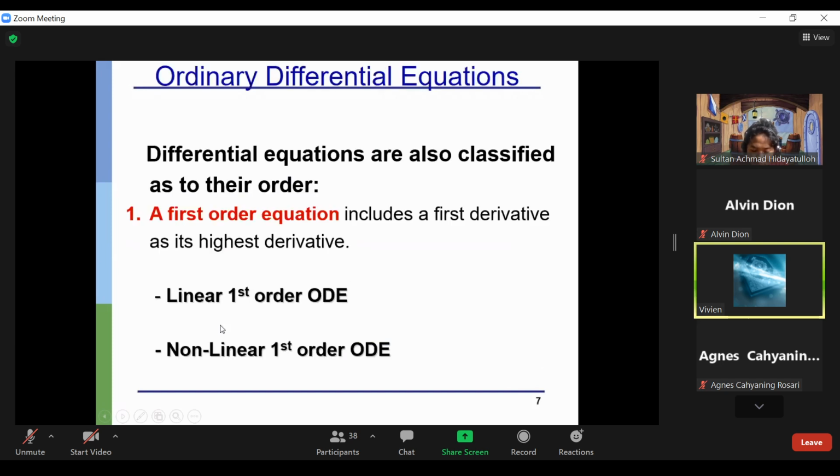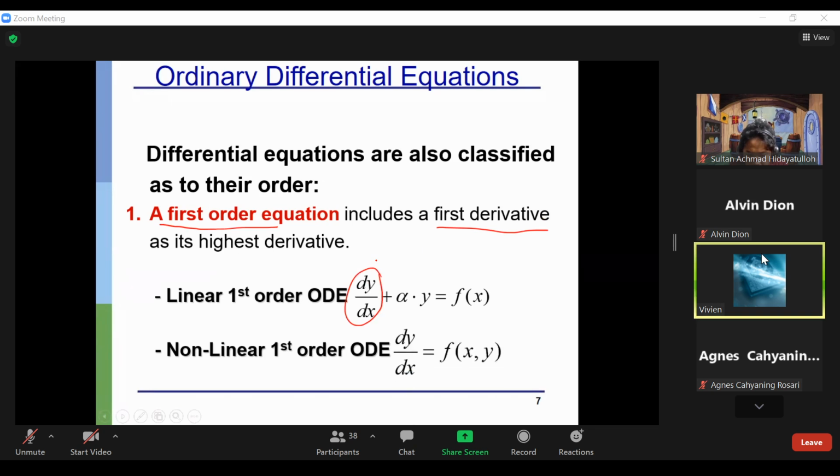So here we can have the first order ODE. When we talk about first order, dx, this is the first derivative. So this is called the first order equation. A first order equation includes the first derivative as its highest derivative.